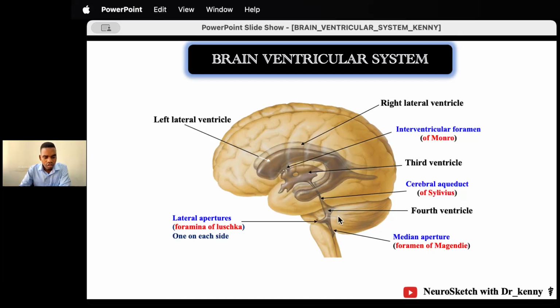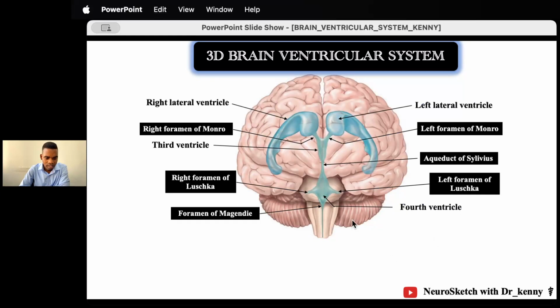So from the fourth ventricle, we have the lateral apertures, on the lateral edges, where this fluid leaves the fourth ventricle, but we also have a median aperture. The lateral apertures are called the foramina of Luschka. It's a foramen of Luschka if it's one, but we have two, one on the left and one on the right, and they are called the foramina of Luschka. Then we have one midline aperture, which is called the median aperture, but it's also known as the foramen of Magendie.